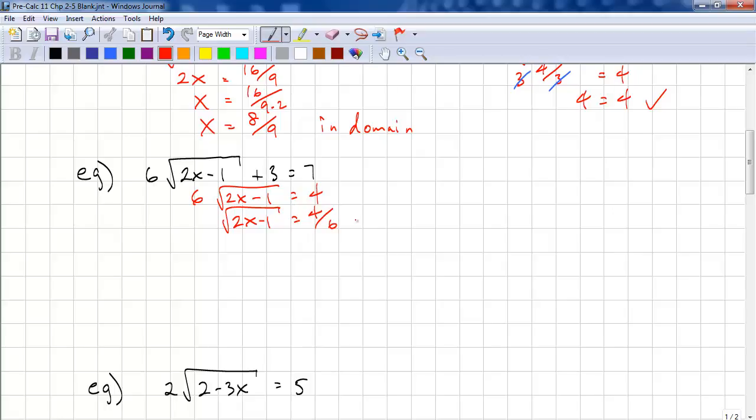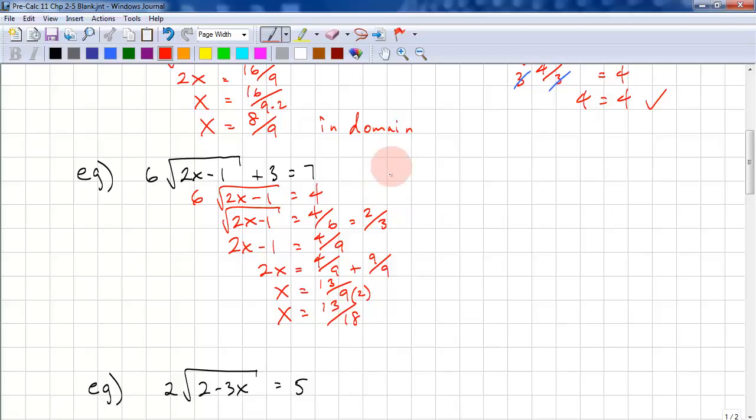Now we square both sides. This is simplified to 2 over 3. So 2x minus 1. 2 squared is 4. 3 squared is 9. Now we just isolate the x. We need to move the negative 1 over to the other side, so we have 2x. This is positive 1. So 4 over 9 plus 9 over 9. X equals 13 over 9. And we need to divide both sides by 2. And our final answer is 13 over 18.